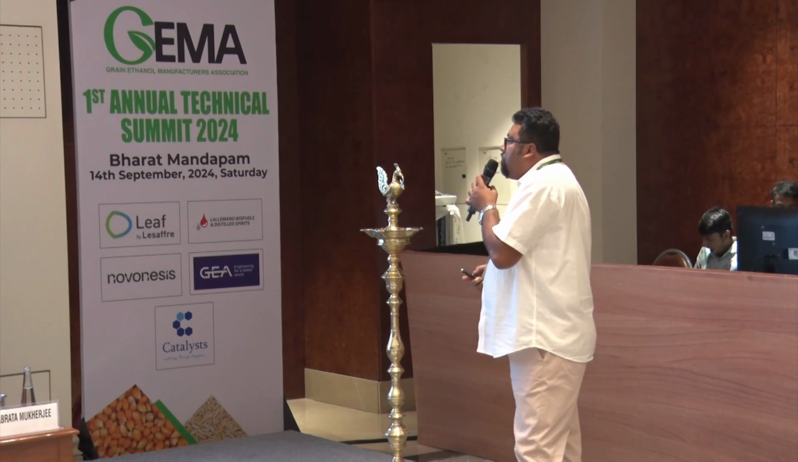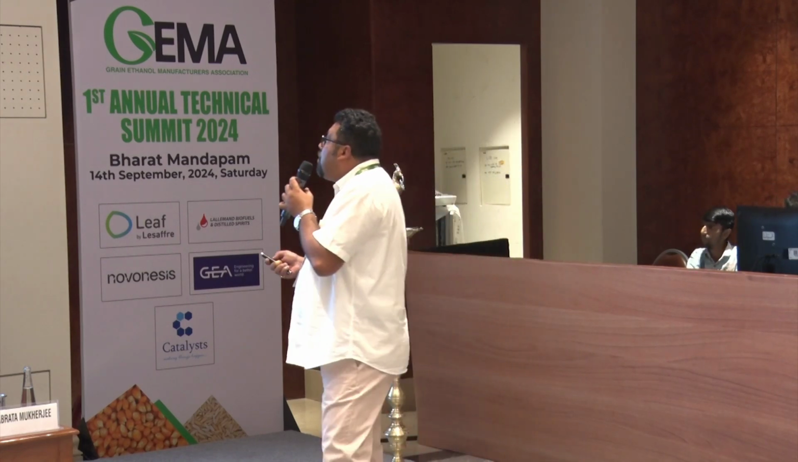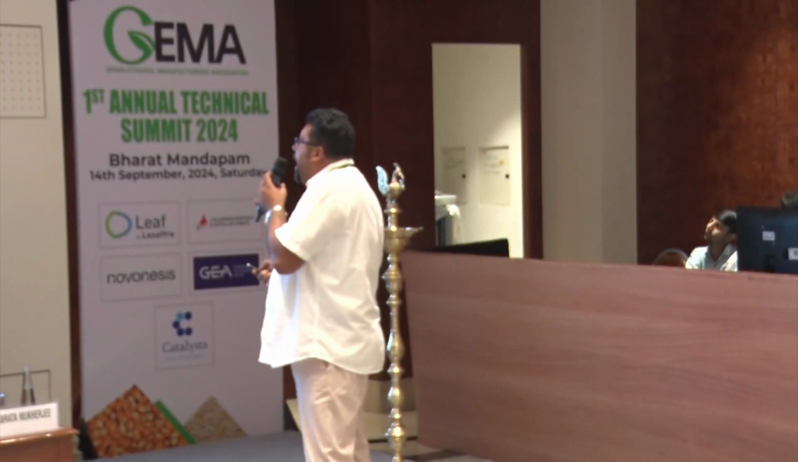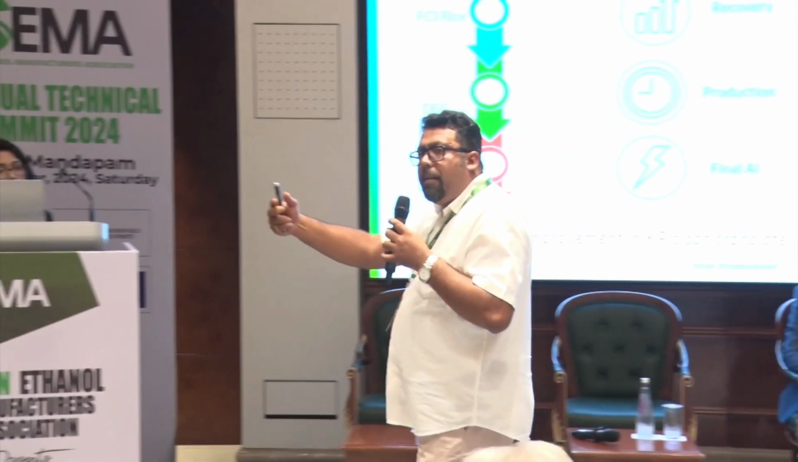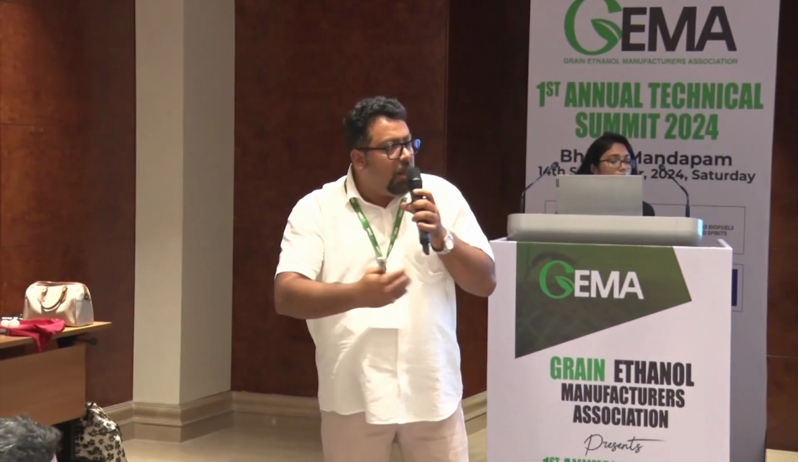At the same time, when we look into the production, 110, 100 and 90 respectively with the FCI rice, broken rice and maize. And if you look into the final alcohol, I have just back calculated, it is 14%, 13% and 11%. Having said that, yeast can go up to higher ethanol concentration if you can provide it more sugar. Next.